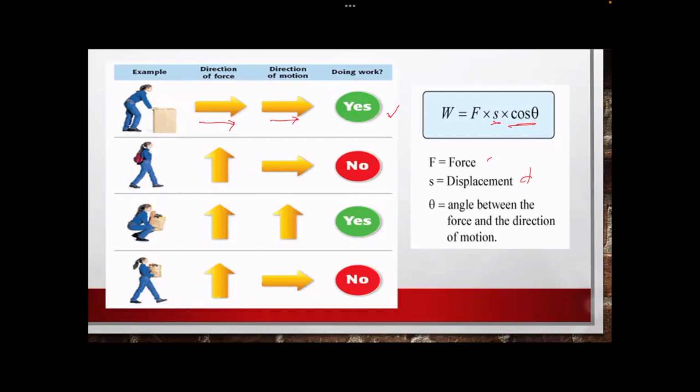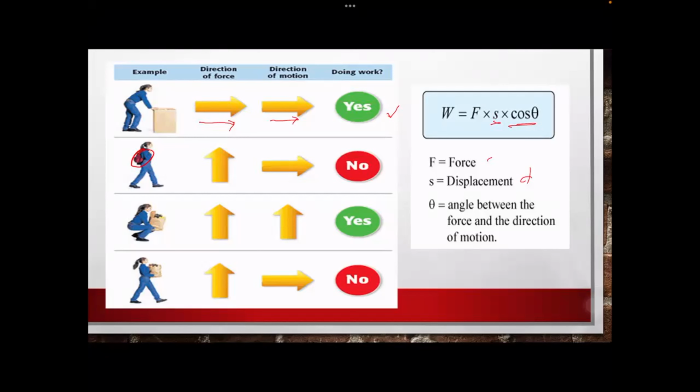Here, for number 2, carrying a backpack. The force here is at the shoulder part, because the backpack is heavy. But the movement of the woman is to the right. So they are different in direction. The force is upward while the direction is to the right. So, there is no work done.